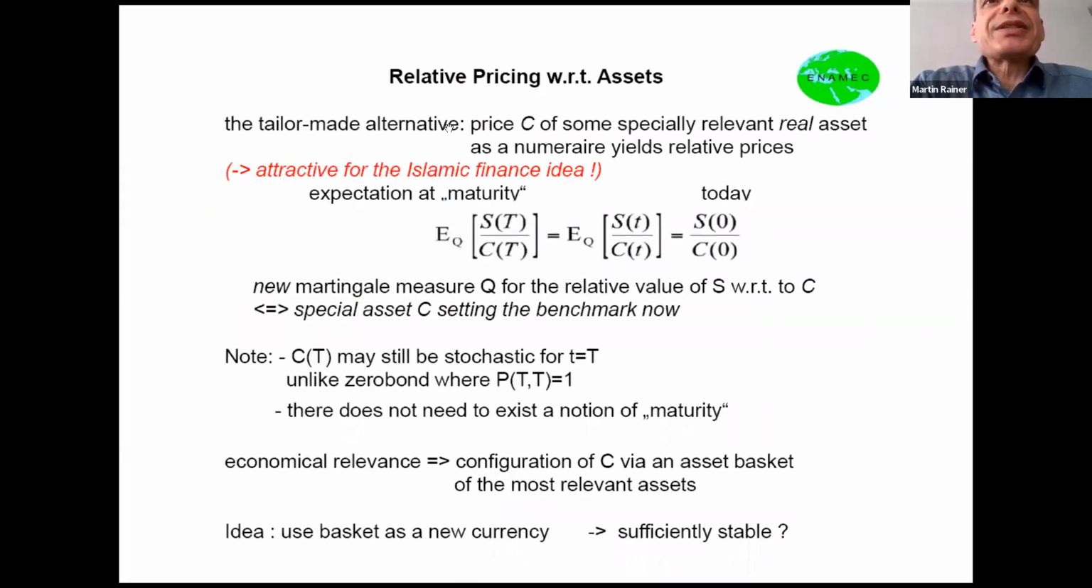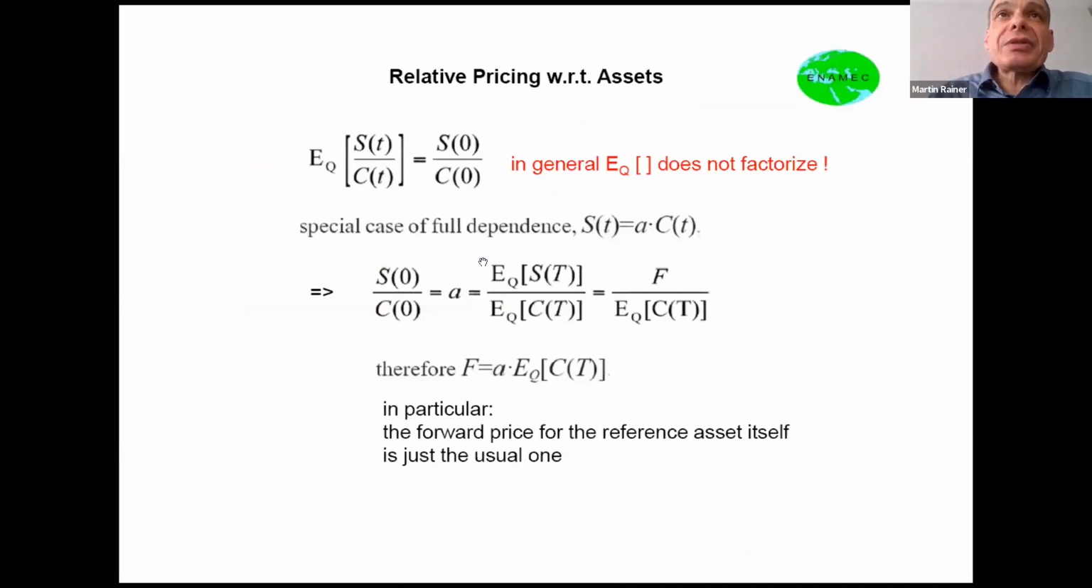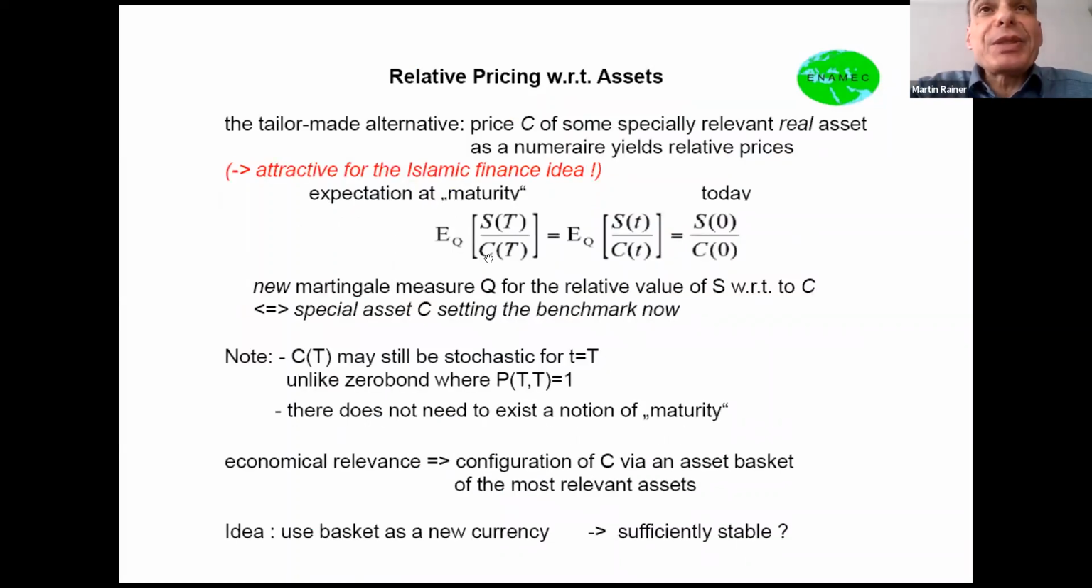So let me come to the relative prices. Now the idea is that we put something else in the denominator, and this will be the price of some real assets. So what should this real asset be? We will talk about this.